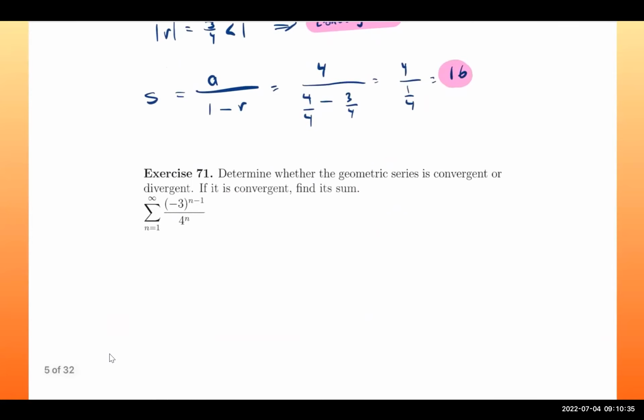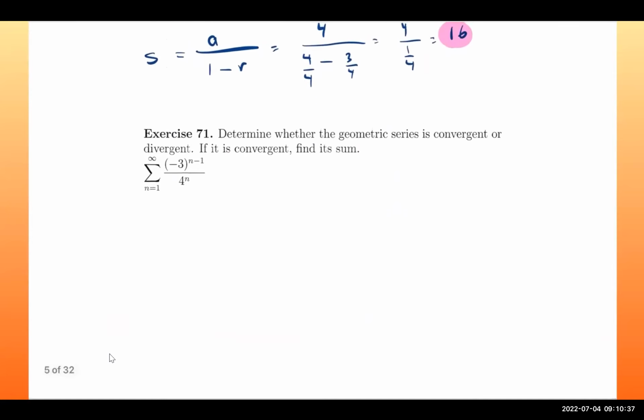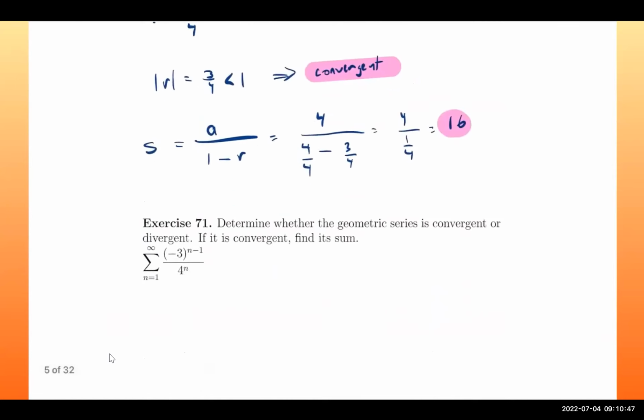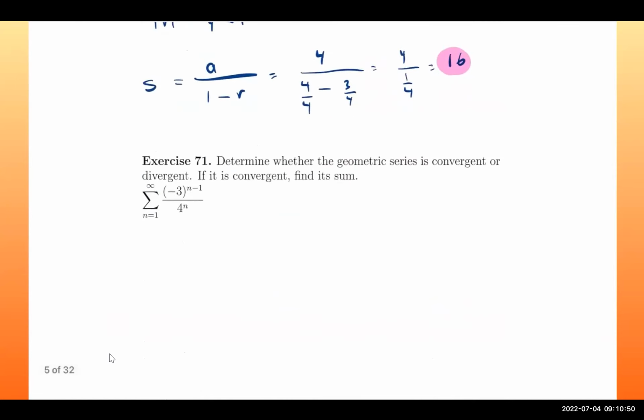Okay. For the next example, it says determine whether the geometric series is convergent or divergent. If it is convergent, find its sum. So we want to make the exponent n minus 1. In order to do that, you're going to have to do a little trick. And that trick or technique is to multiply the top and the bottom by 4 to the negative 1.